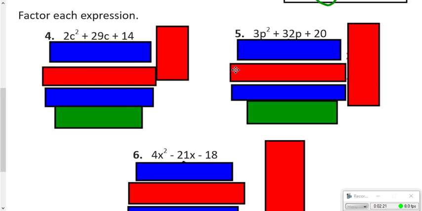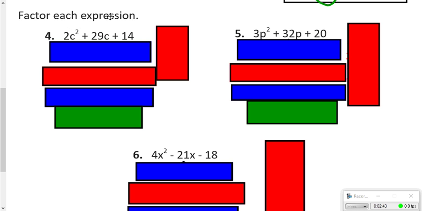Again, on to 4, 5, and 6. We're looking at factoring each expression. We're going to factor these using the AC method. The first thing we always look for is a greatest common factor. 2c squared plus 29c plus 14, however, does not have a greatest common factor. There is nothing that will go into each of these terms individually, so we begin our AC method.